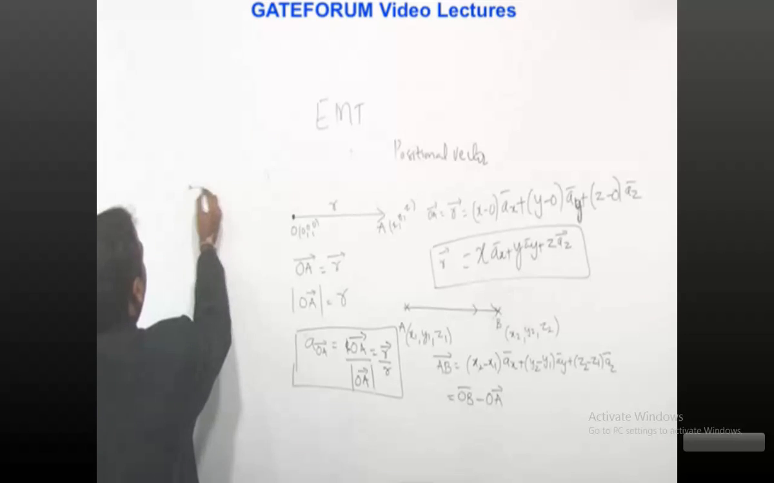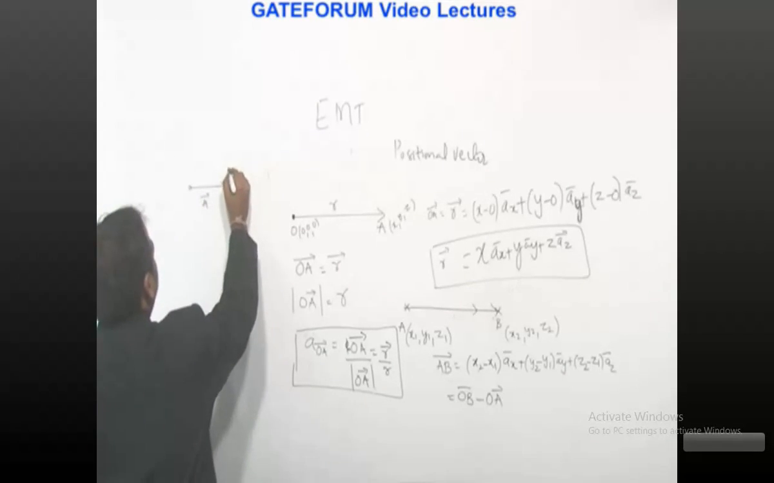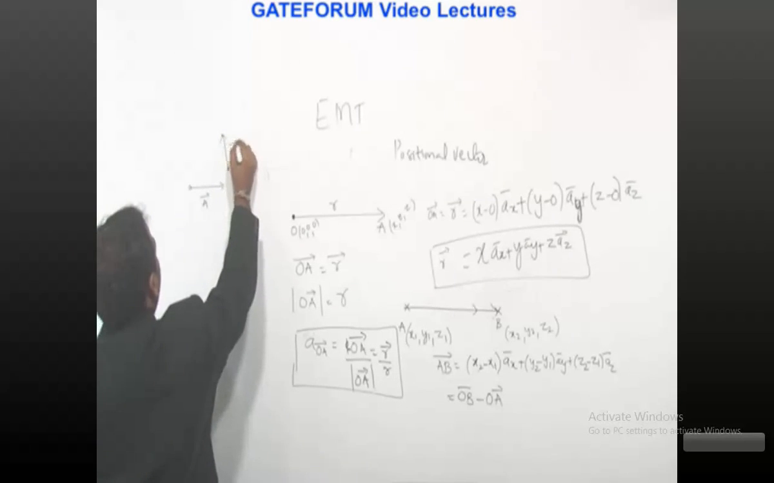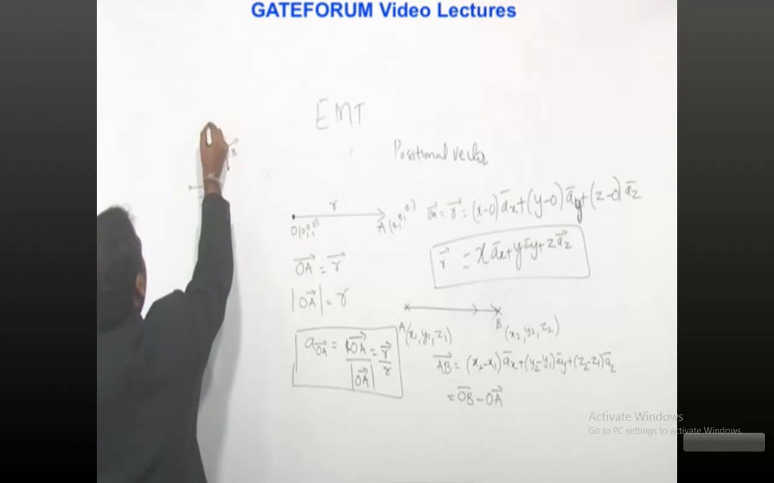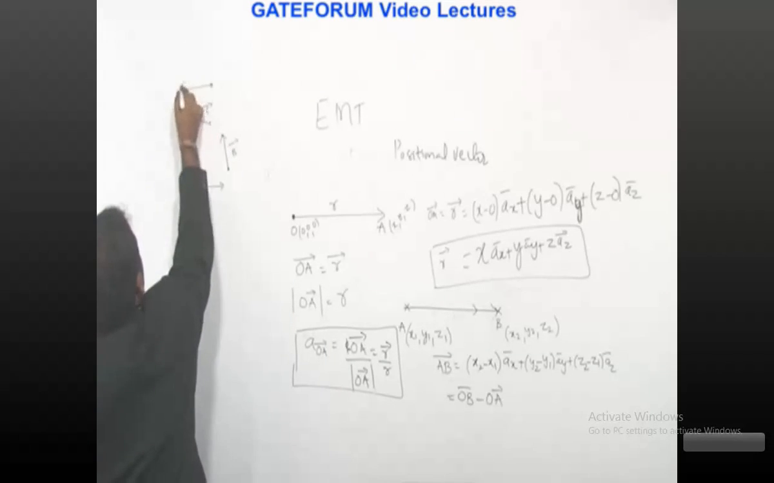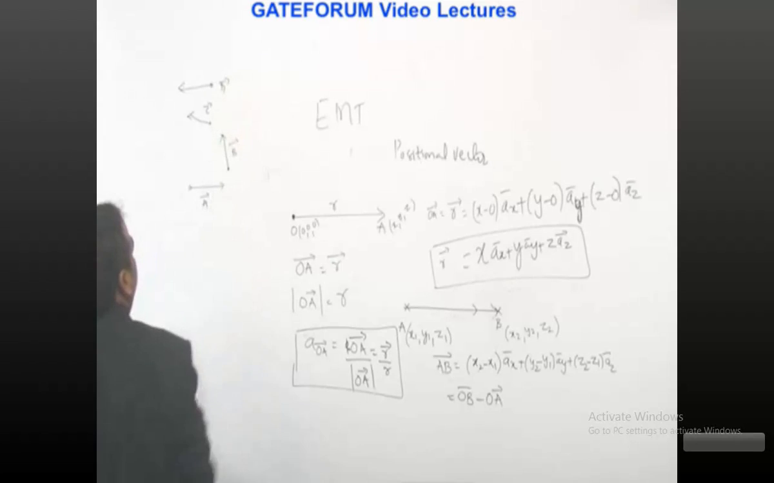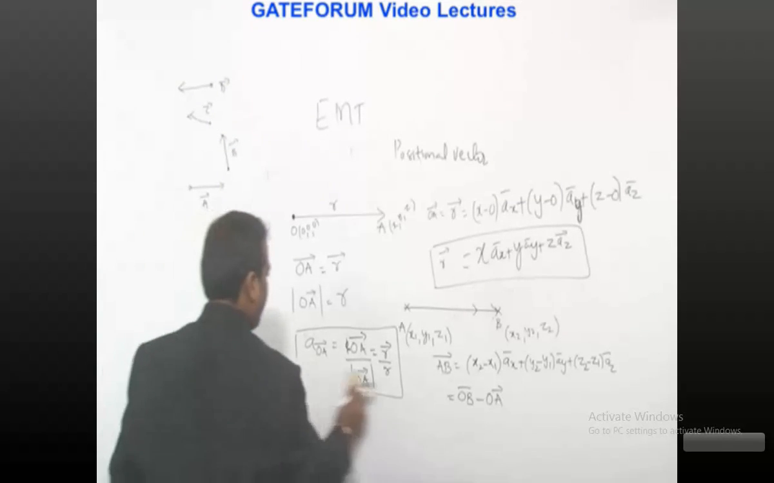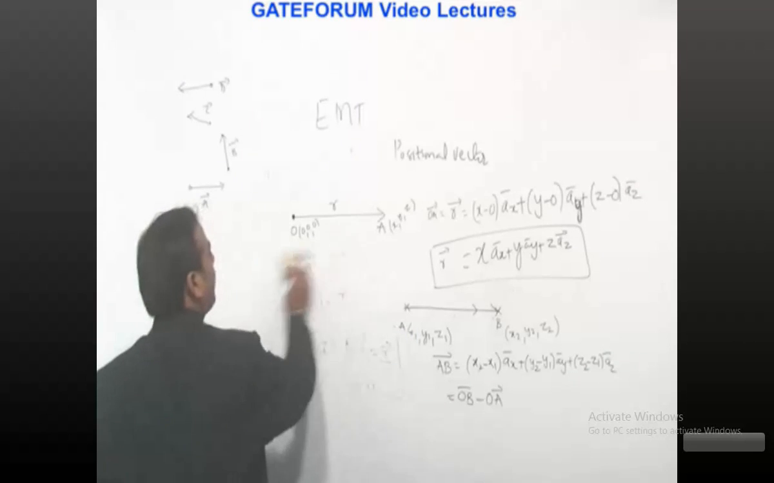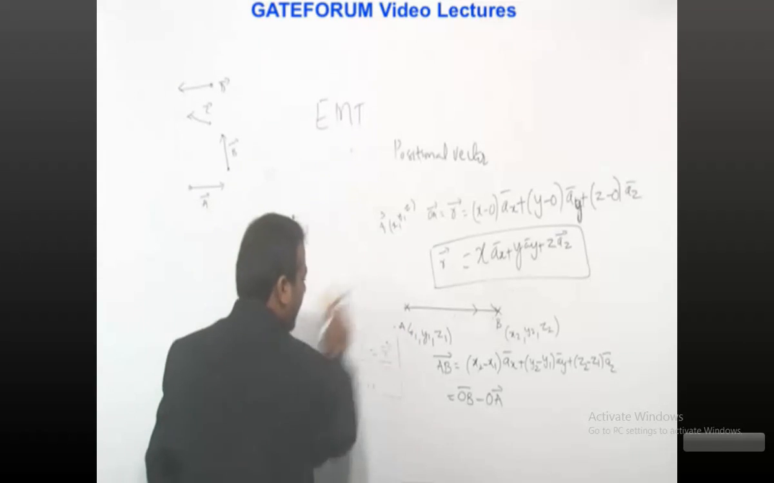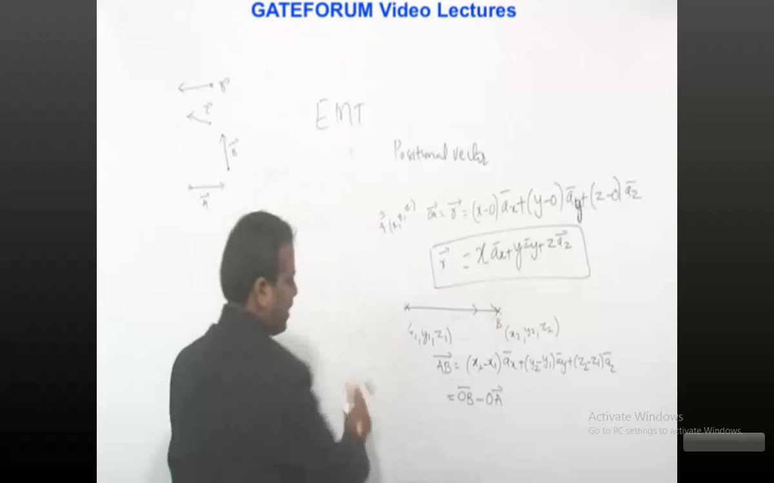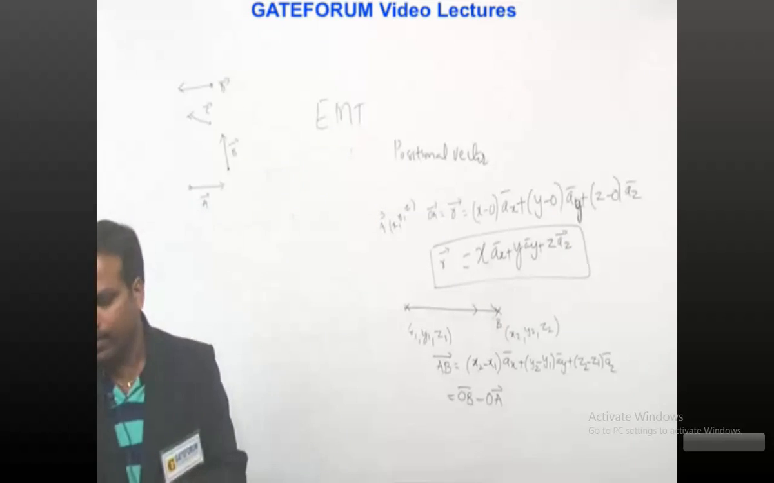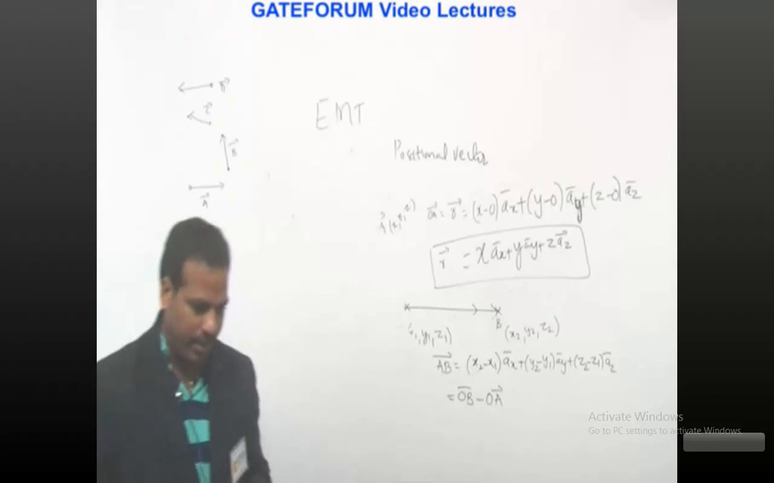Let us consider a vector, this is A bar. Let us consider this is a vector B bar. Let us say this is another vector C bar. Let's say this is another vector D bar. So there are 4 vectors here which have to be added. First of all, let us try to understand the importance of vector addition. Why do we have to study vector addition? How is it useful with respect to electrostatics or magnetostatics?